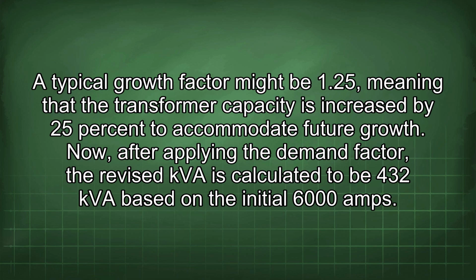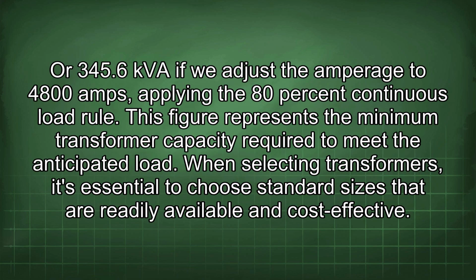Now, after applying the demand factor, the revised kVA is calculated to be 432 kVA based on the initial 6000 amps, or 345.6 kVA if we adjust the amperage to 4800 amps applying the 80% continuous load rule. This figure represents the minimum transformer capacity required to meet the anticipated load. When selecting transformers, it's essential to choose standard sizes that are readily available and cost-effective.